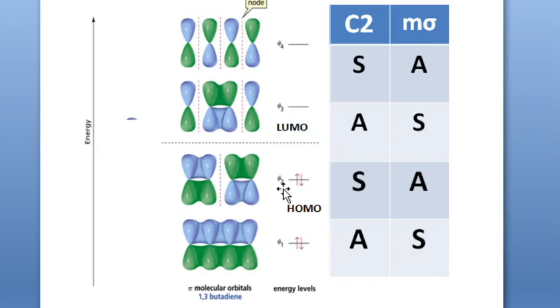So psi 2 has 2 electrons, so we call that one the HOMO, and psi 3 has no electrons, so we call this one the lowest energy orbital that is unoccupied. Psi 4 is also unoccupied, but psi 3 becomes what? The lowest unoccupied molecular orbital, and psi 2 becomes the highest occupied molecular orbital. Now this is the ground state.